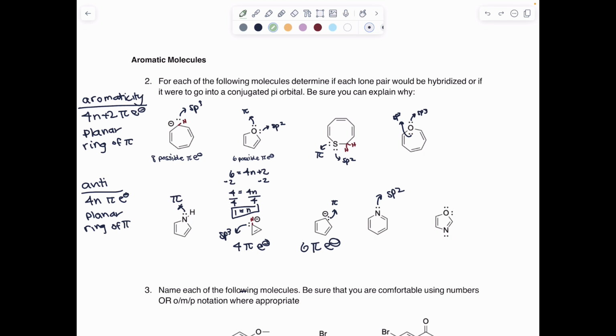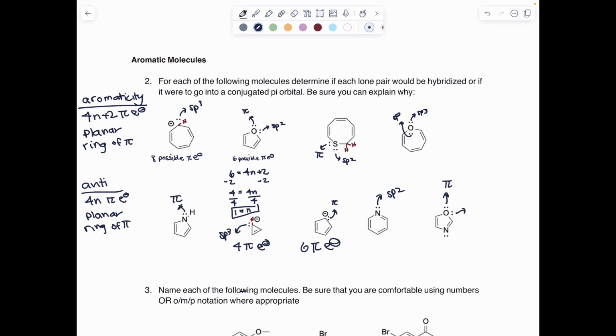In the last example, we have a 5-membered ring that already has 2 double bonds within the ring, so I'm going to draw the pi orbitals on either side of those double bonds, and then the oxygen atom is the only atom in the ring that doesn't have a pi orbital yet. But if one of the lone pairs were to go into that pi orbital, we would have 2, 4, 6 total pi electrons, which meets our rules for aromaticity. So that means that one of those lone pairs is going to be favored to be in a pi orbital, and we can't have both sets of lone pairs in a pi orbital, so one is going to be a pi orbital and one is going to be a hybridized orbital.